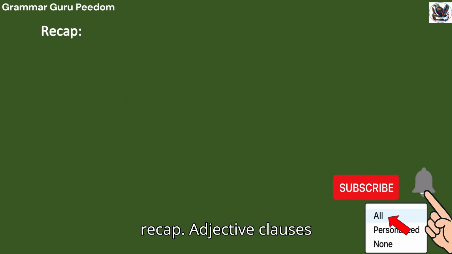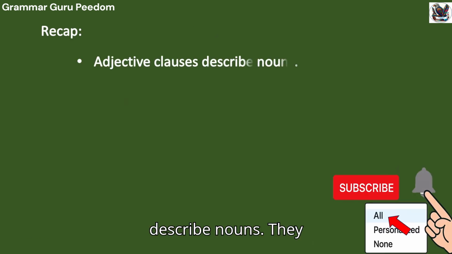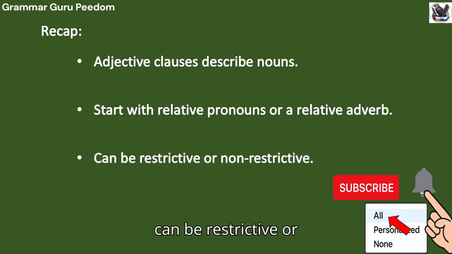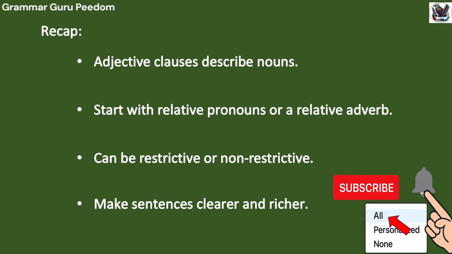Quick recap. Adjective clauses describe nouns. They start with a relative pronoun or relative adverb. They can be restrictive or non-restrictive. We'll cover this in detail in the next video. They make sentences clearer and richer.